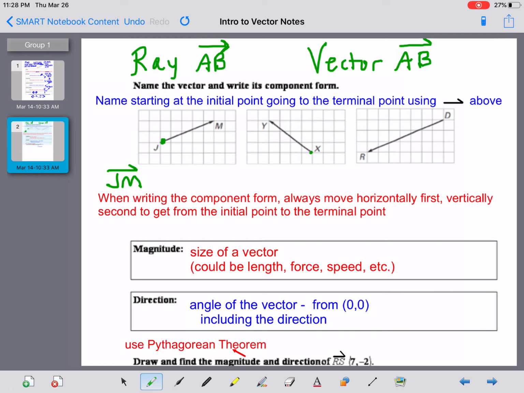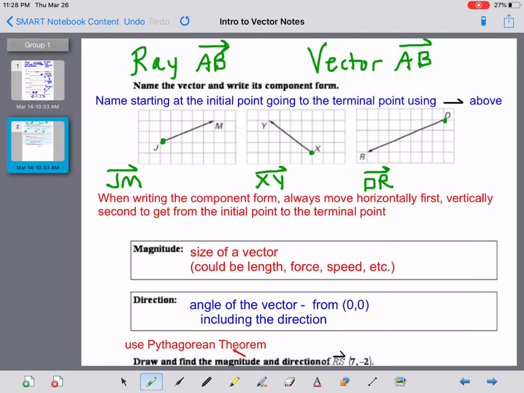For my second vector over here, it starts at X, and it goes to Y, and I put the half arrow above it. And finally, on my third example over here, it starts at D, it goes to R, and I put my half arrow above it. So that's the name part of my vectors.